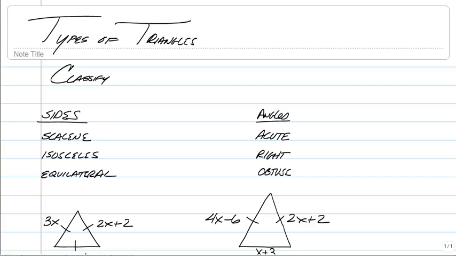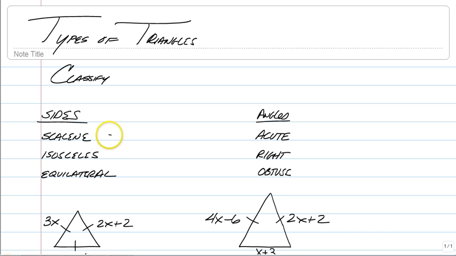Hey everybody, we're going to talk about types of triangles in this video. So we have two different ways of classifying triangles. One is by its sides and the other is by its angles. So the first thing we'll look at is sides.